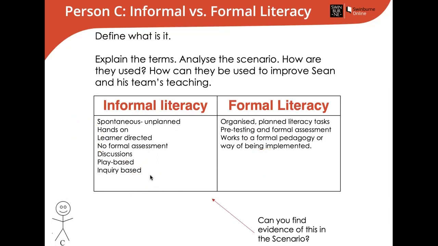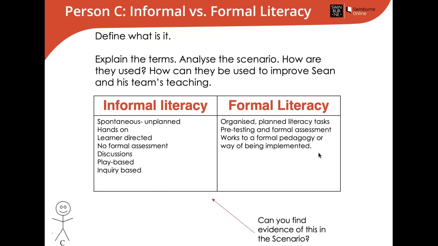It's spontaneous, it's hands-on, it's learner-directed. There is no formal literacy assessment involved. There are discussions. I've got play-based, but that's probably a little bit early childhood. I'd probably just connect back with the inquiry-based, but you get what I mean. Formal literacy is really that literacy block.